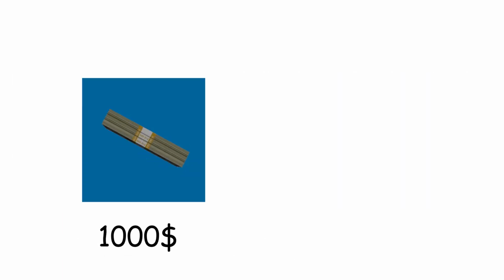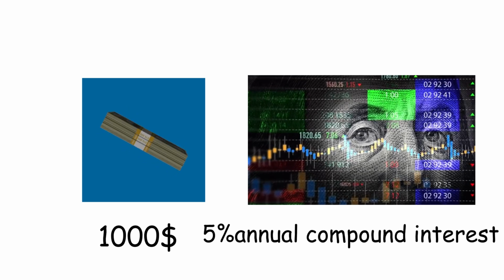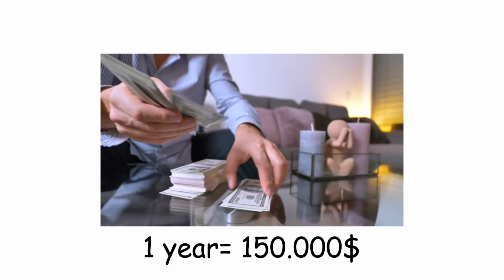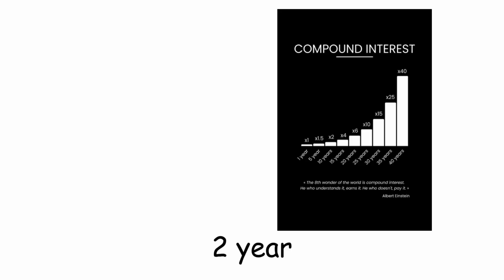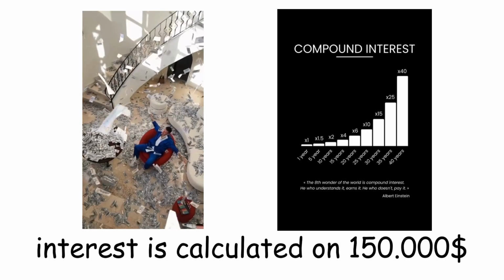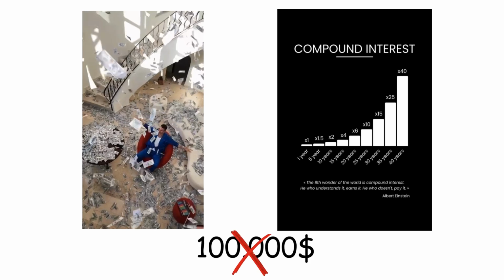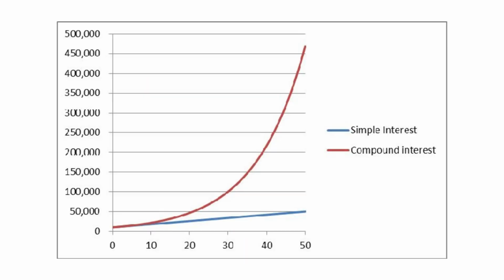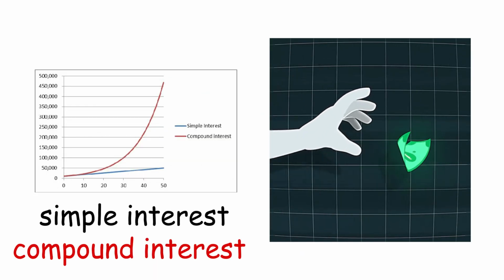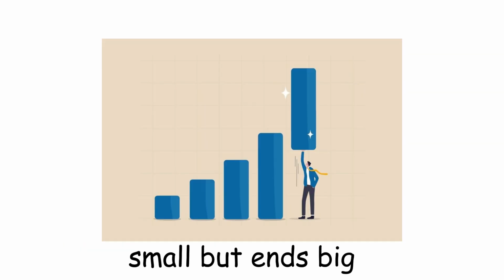If you deposit $1,000 at 5% annual compound interest, after 1 year you have $1,050. After 2 years, the interest is calculated on $1,050, not on the original $1,000. The gap between simple interest and compound interest starts small but grows wider with every passing year.